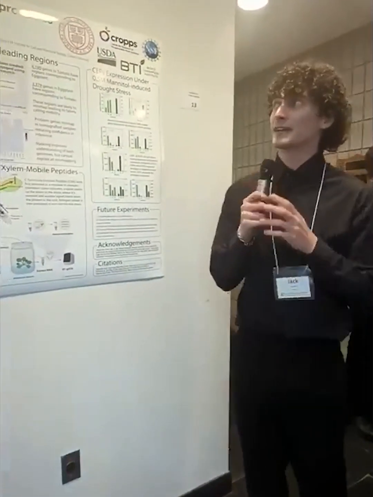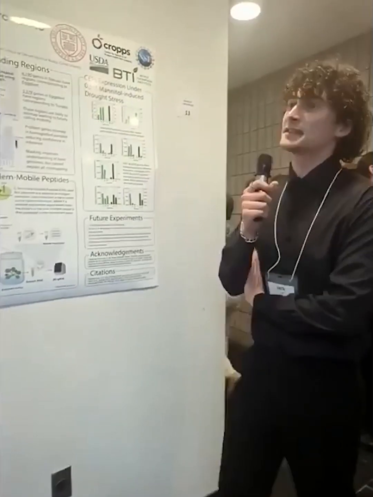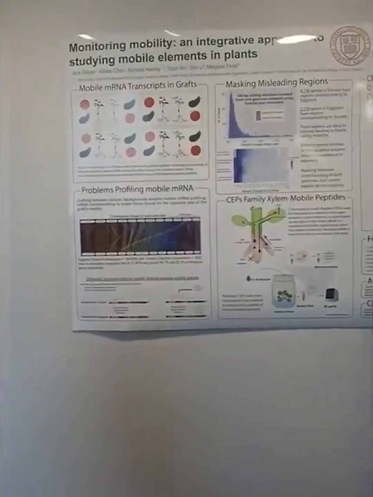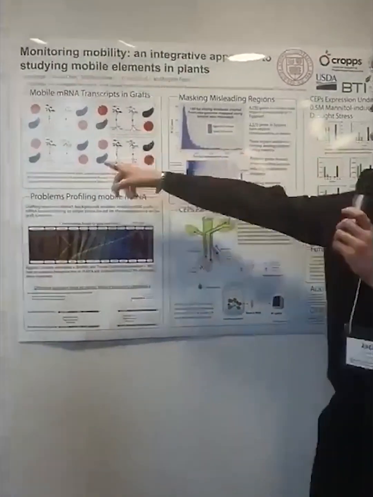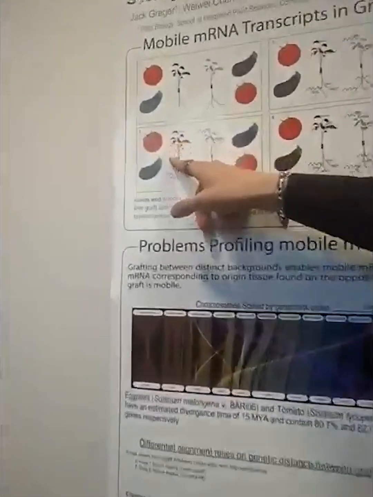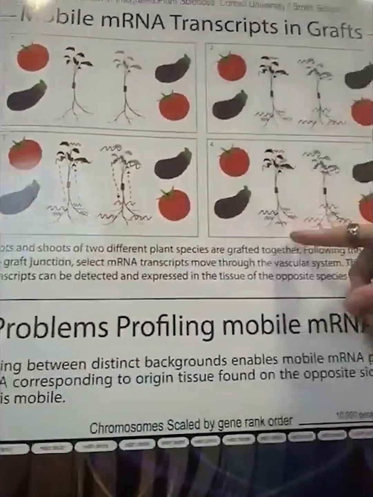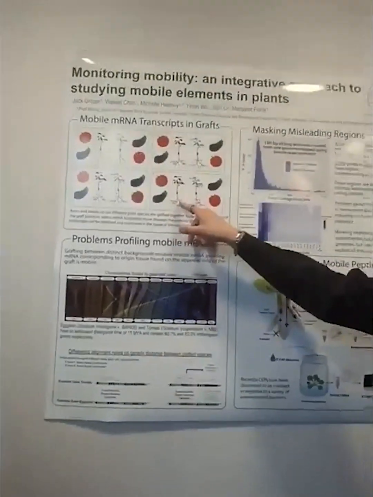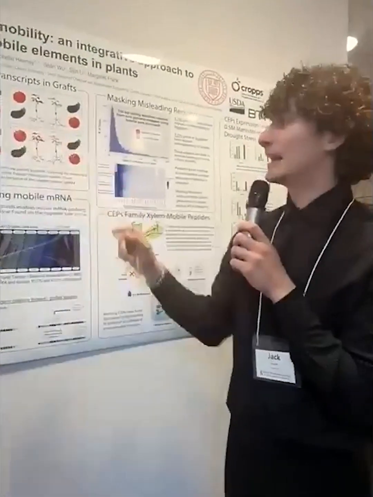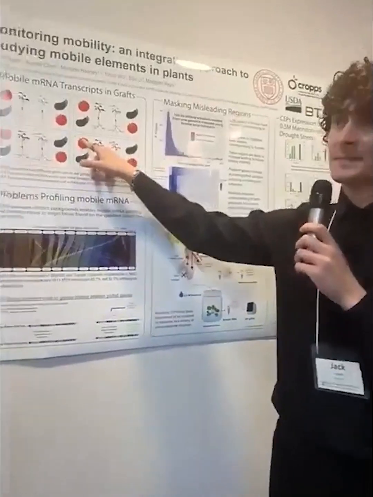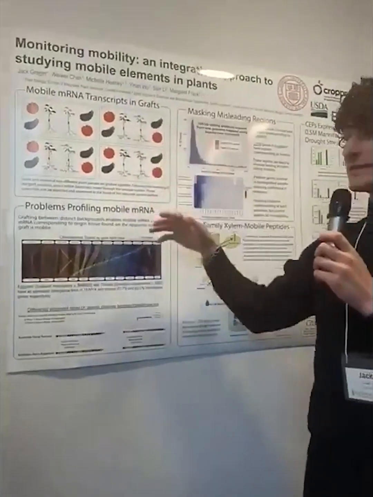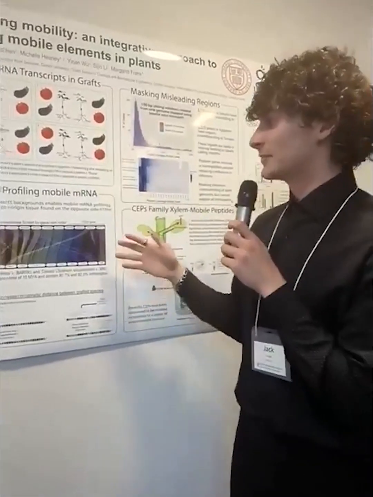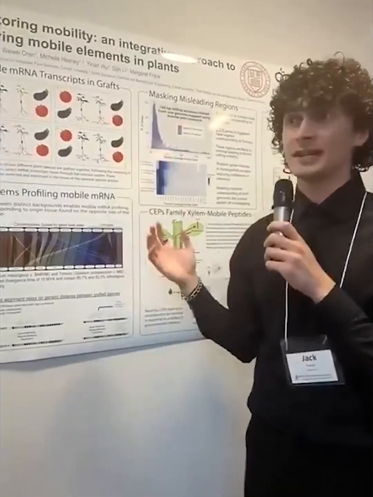For mobile RNA transcripts and grafts, when two species that are compatible are grafted together, we notice mRNA from the opposite species moving from shoot to root or root to shoot. We see here an mRNA transcript moving to the shoot, and it's expressed there. We can detect this by taking this genetic material and aligning it against the opposite genome. If something from tomato pops up in this analysis, we know that it moved.